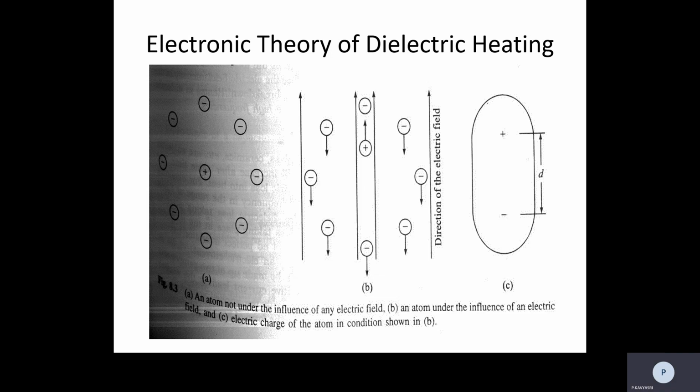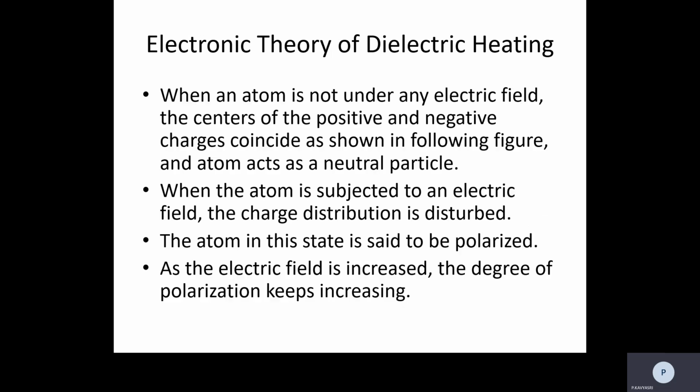Whenever we don't apply any electric field, the atoms will be neutral. Whenever we apply an electric field, polarization increases. Whenever the electric field increases, the degree of polarization keeps increasing.